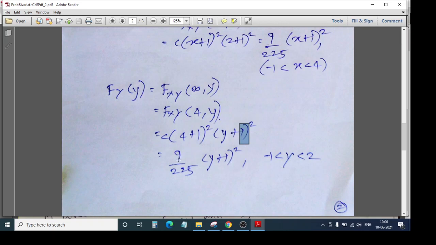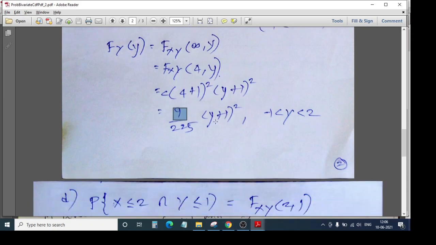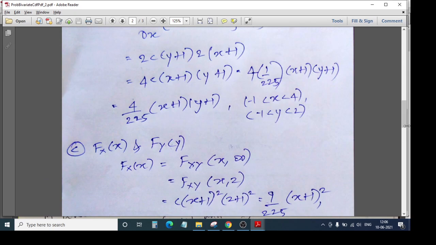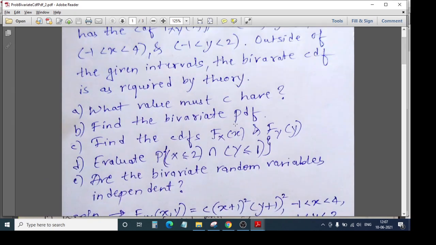So this is 5 square, which is 25. So a small mistake here. This should be 25, friends. This is not 9. This should be 25. So the value of c is 1 by 25. This is nothing but 5 square, which is 25. So this is 25 divided by 225. And the rest of the things remain the same. So we are done with the c part, that is CDFs of fx and fy.